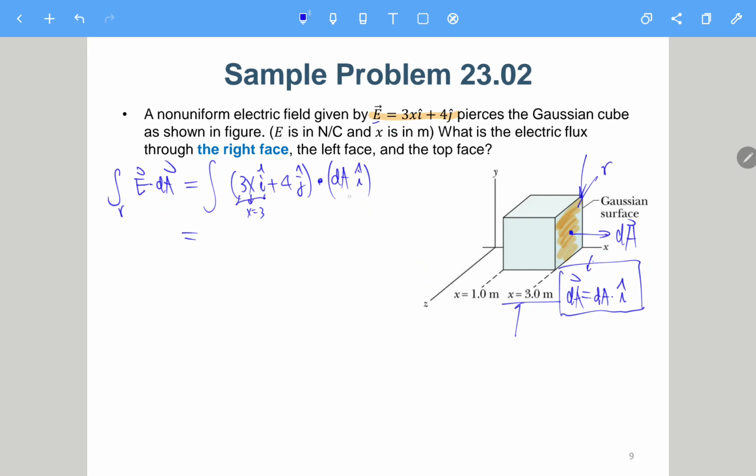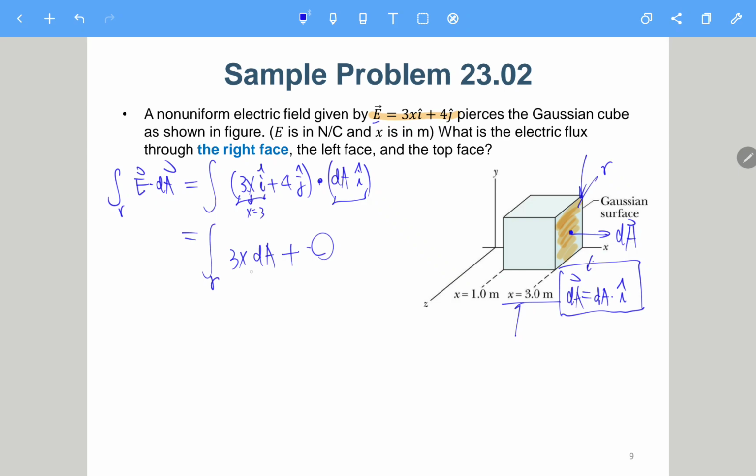For the inner product, we can distribute the first term dotted with dA i hat. It turns out to be 3x dA. I hat dot i hat will be 1, so multiplying by 1 is nothing. And then plus j hat dot i hat will be 0. I hat dot j hat will be 0. J hat dot i hat will be 0. So plus 0, and then still the right surface.